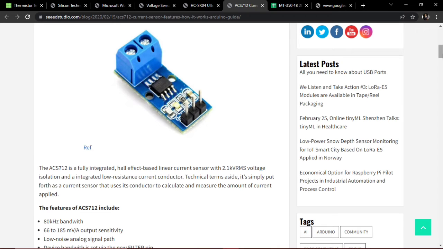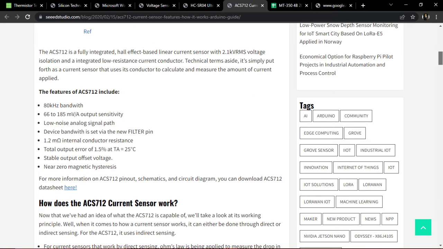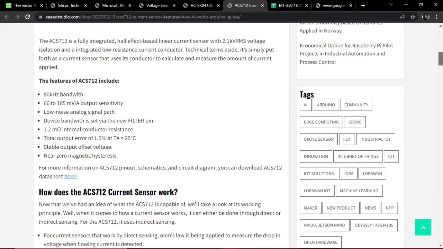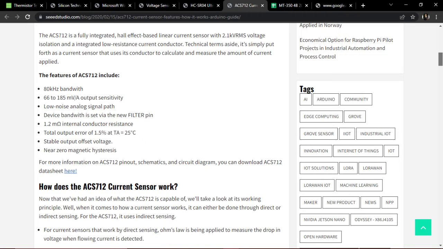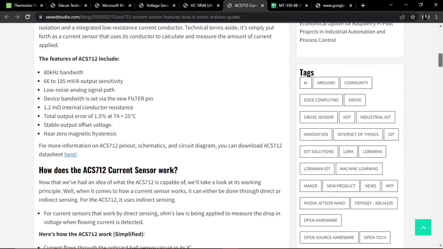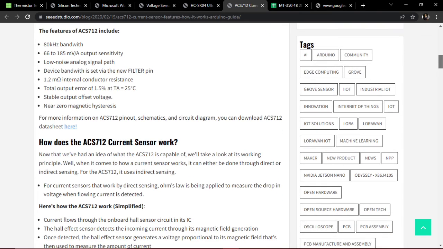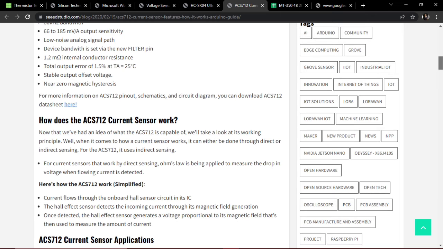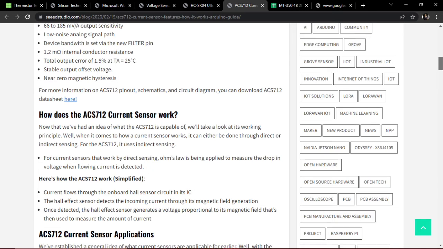The features of the ACS712 include 80 kHz bandwidth, 66 to 185 millivolt per ampere output sensitivity, low noise analog signal path, device bandwidth is set via the new filter pin, 1.2 milliohm internal conductor resistance, total output error of 1.5% at TA equal to 25 Celsius, stable output offset voltage, near zero magnetic hysteresis.